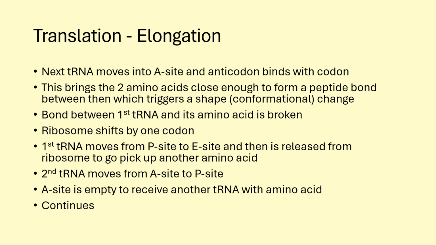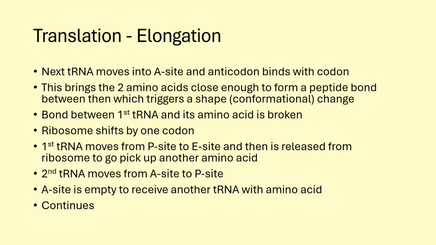So you brought in the second amino acid, tRNA with the amino acid. They're close enough together. They form a bond. Whenever you form a bond, that's going to cause a conformational change, shape change. When that bond between the two amino acids forms and you get a shape change, that is going to break the bond between the first tRNA and its amino acid. And so that first tRNA, it's going to move from the P site to the E site and then be released. What does it do? Go pick up another amino acid.